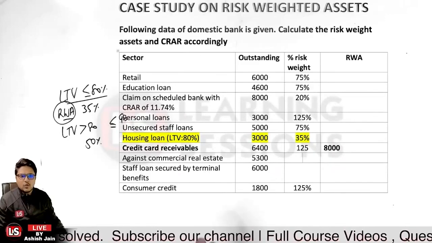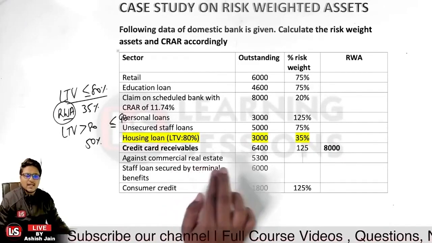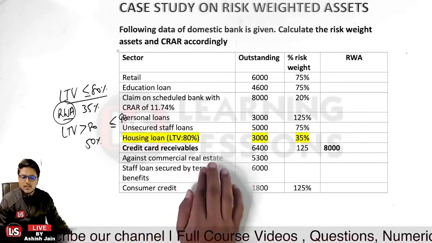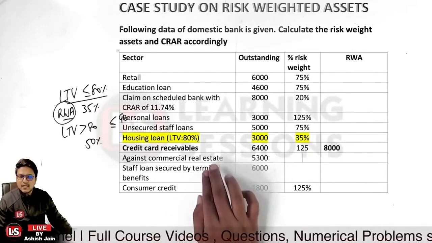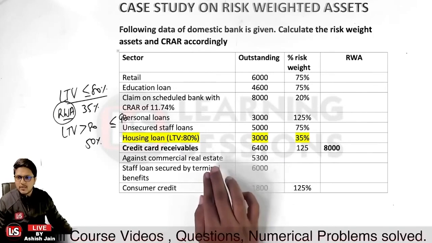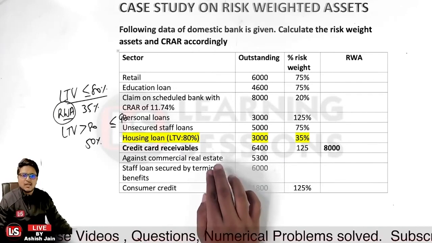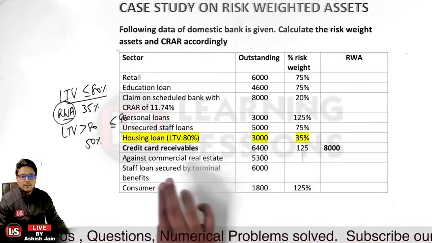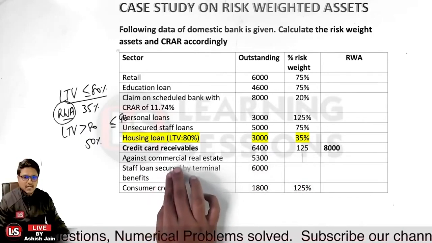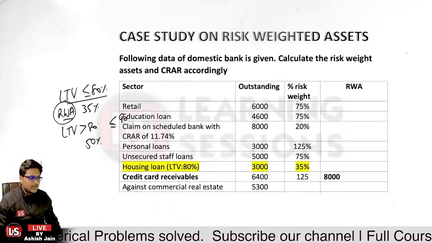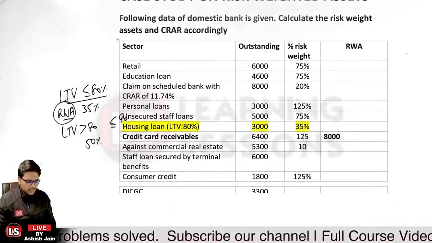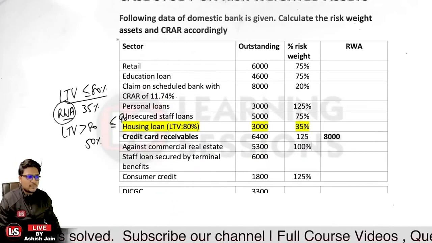Now, against the commercial real estate, if it is CRERH, that is commercial real estate for residential housing, in that case it is 75%. But if it is only and only for the CRE, in that case it will be 100%.